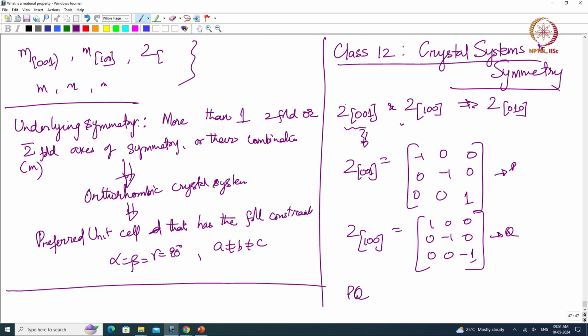Again, I will postpone that discussion to when I start doing point groups, but for now, if I just multiply P and Q, what I get is minus 1, 1, minus 1, and 0 for all the off-diagonal entries, and that is nothing but a two-fold axis along 0 1 0, right. So, if I have a two-fold axis, right, let me write it down.